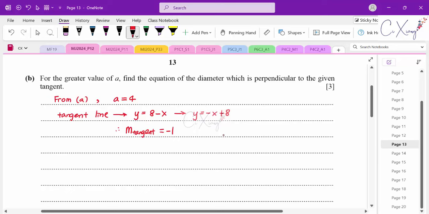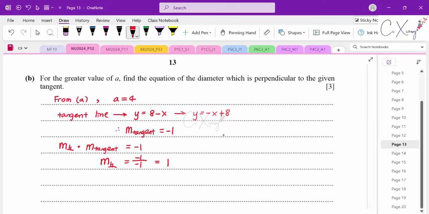Since I know that the perpendicular line and the tangent are perpendicular to each other, the gradient of the perpendicular line multiplied with the gradient of the tangent should equal -1. So the gradient of the perpendicular line will be -1 divided by the gradient of the tangent, which is also -1. So eventually you get 1 here. So you get a gradient already.